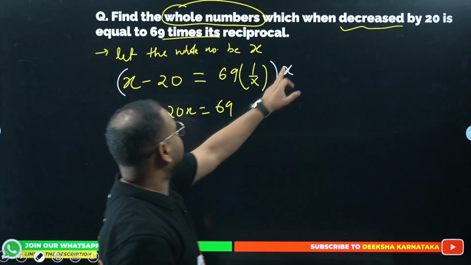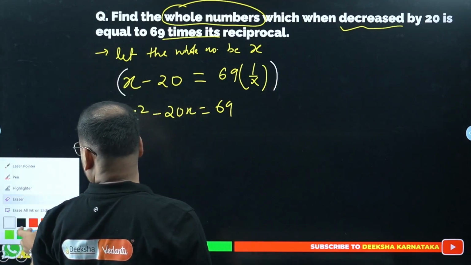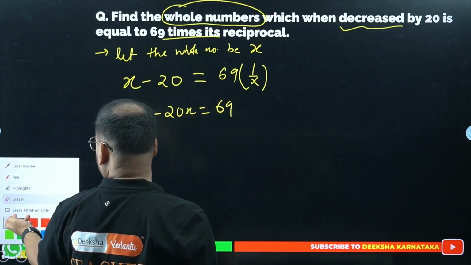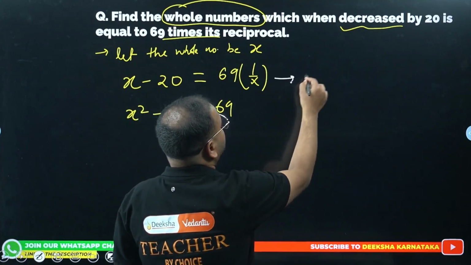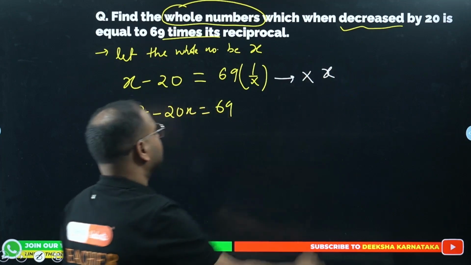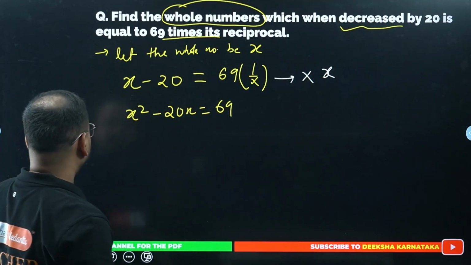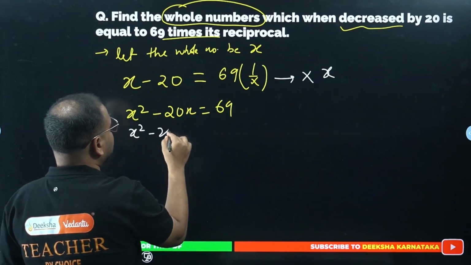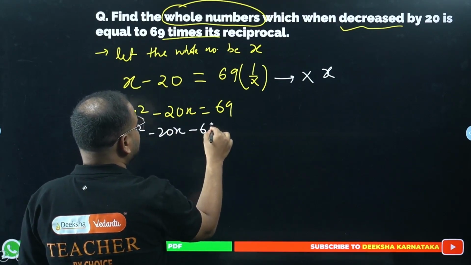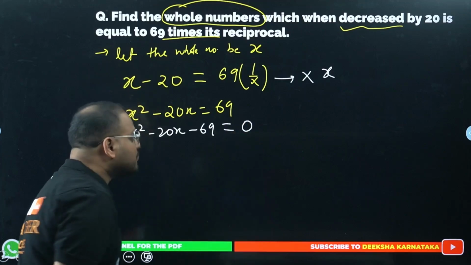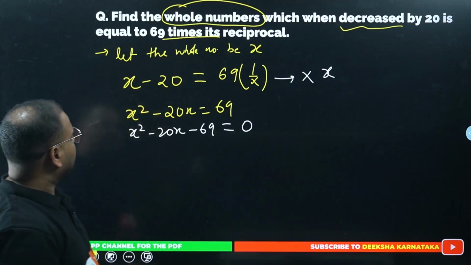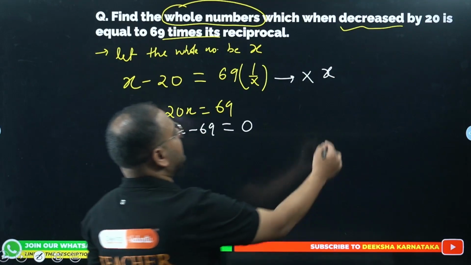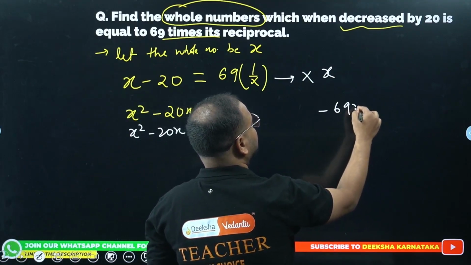If not, I'll write it here. This whole thing is multiplied with x. Okay, let's move on. Bring the 69 here. So x square minus 20x minus 69 equal to 0. Can we solve this quadratic equation? Yeah, we can factorize it. The product of first and last is minus 69x square.